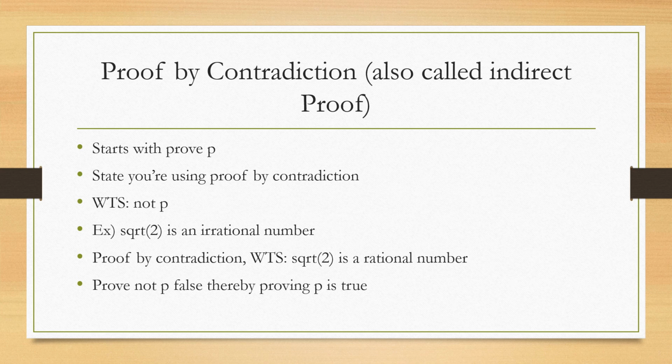Proof by contradiction. So this starts with proof P, and then stating you're using proof by contradiction, and then writing you want to show not P. An example is square root 2 is an irrational number. So the first line I'd write to solve this proof is proof by contradiction. Want to show square root 2 is a rational number. And by proving that not P is false, it proves that our original proof is true.